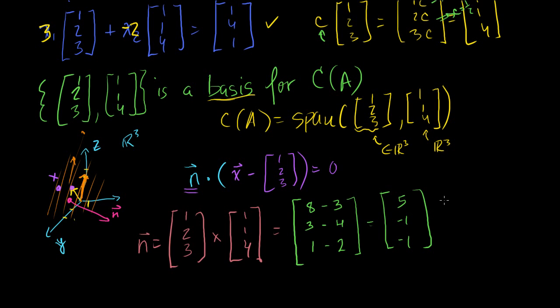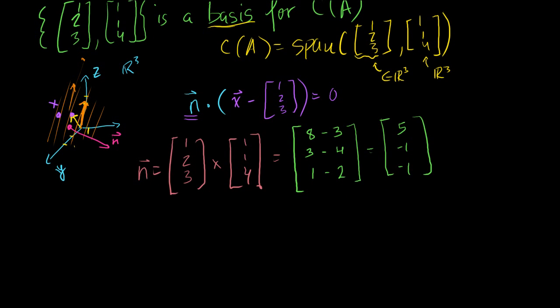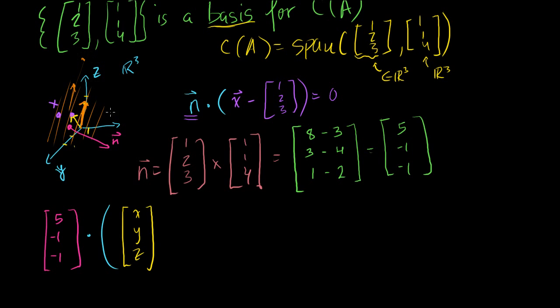So now that we have our normal vector, we can figure out the traditional equation for the plane. We now know that our normal vector, (5, -1, -1), that I got just by taking the cross product of our basis vectors, dotted with any vector in our plane has to be 0. Let me just write it as (x, y, z), since that's how I defined my axes up here. (x, y, z) minus, I just picked one of these, I could have picked either of them, (1, 2, 3) has got to be equal to 0.